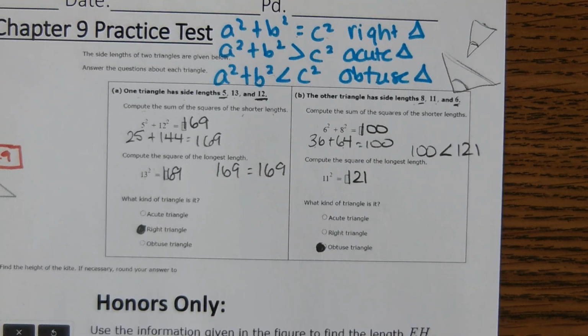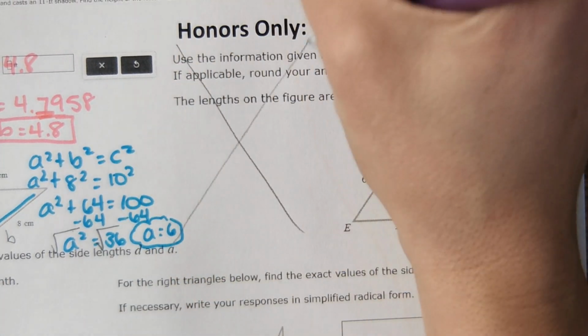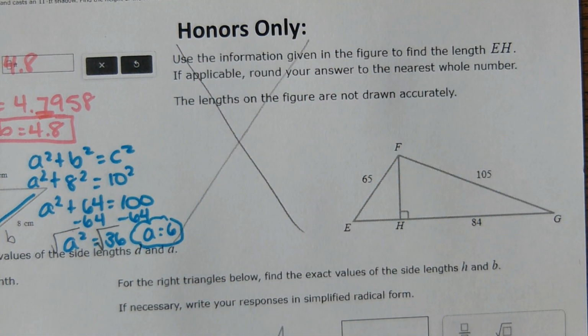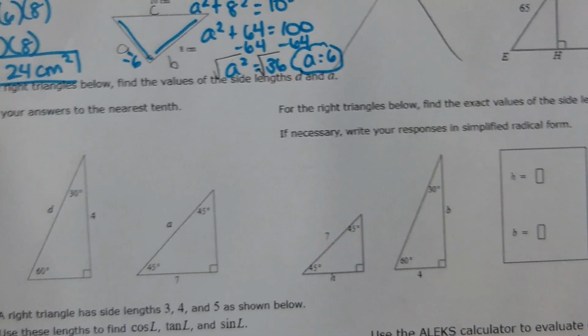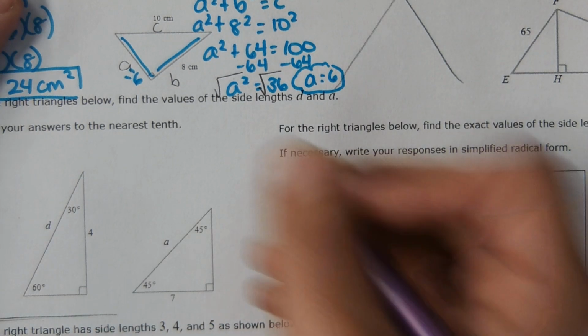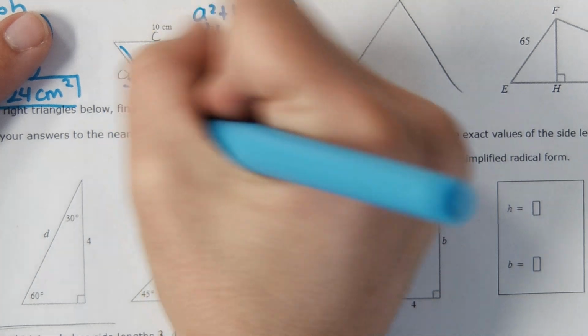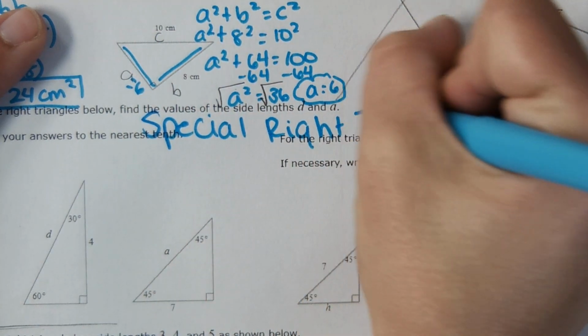Okay, then next, we're honors only, we'll just cross that out. Okay, and then down here, we're going to actually stop after these two. These are the special right triangle ones. So maybe write special right triangles.